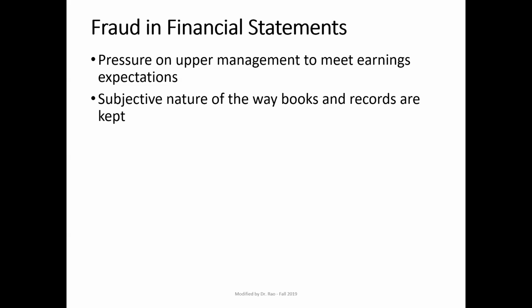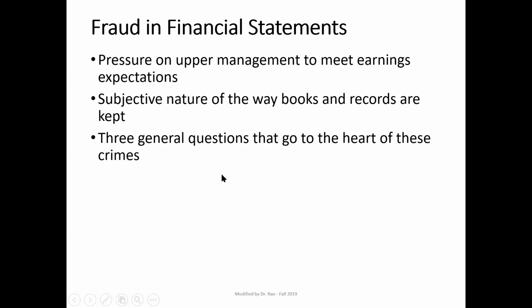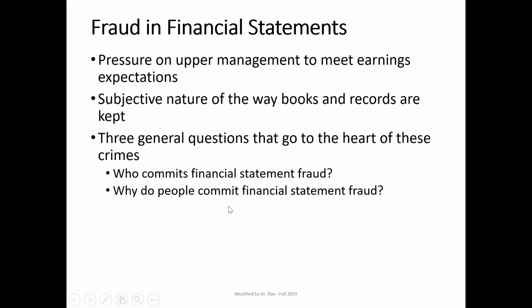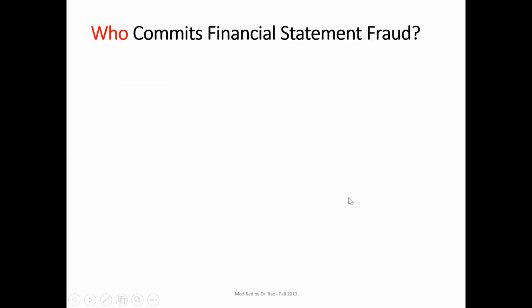And then accounting itself is a little subjective in terms of how the rules are interpreted and how we actually apply those rules to accounting. That kind of opens the door for fraud in financial statements. Typically, we have three questions that we need to ask ourselves when we're looking at financial statement fraud. Who commits the fraud? Why do they do this? And how do they do it? So the who, why, how, those questions we're going to ask here for financial statements. We've already talked about upper management, and we'll see who else commits fraud.